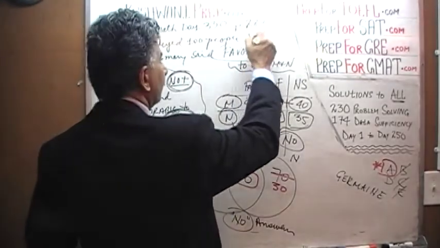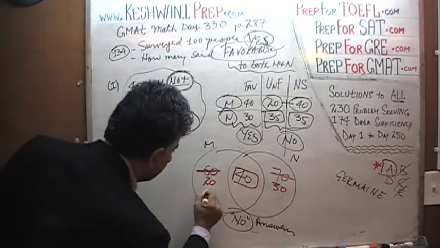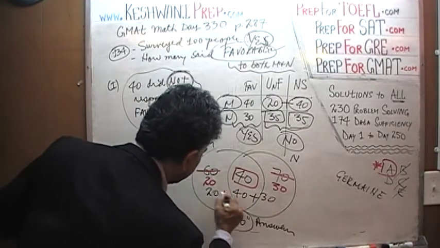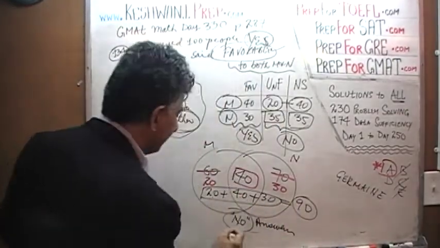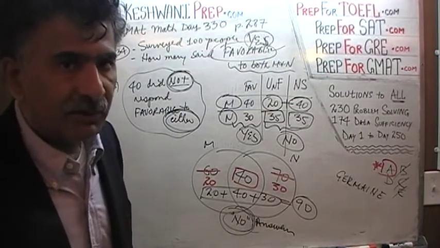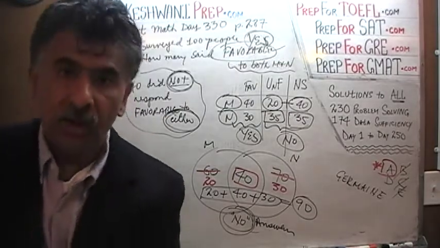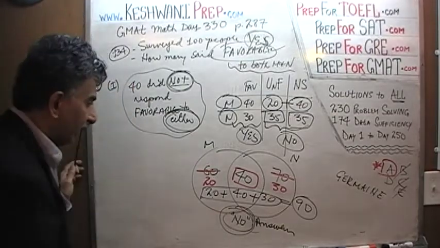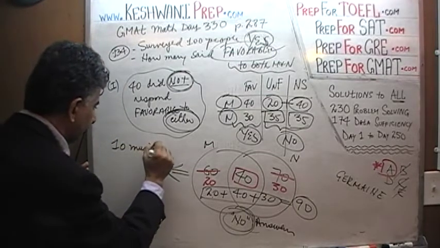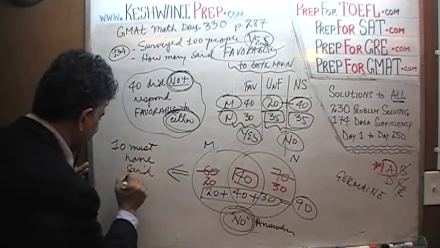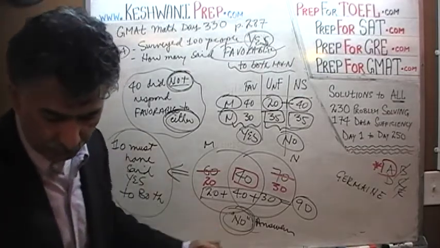And the question is, how many of them are yes votes? The favorable? Well, let's find out, shall we? 20 plus 40 is 60. 60 plus 30 is 90. 90 people said no to either M or N or both. If 90 people said no to either M or N or both, then that implies, this whole work that we did there, that implies that 10 must have said yes to both.